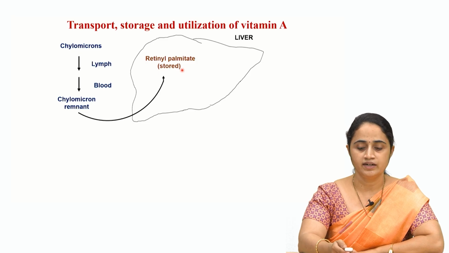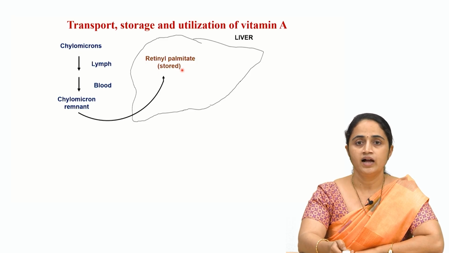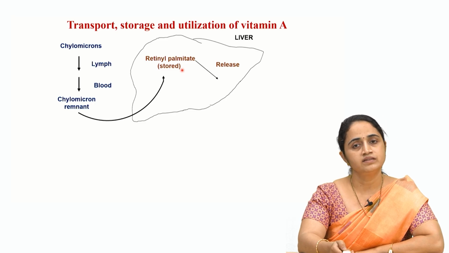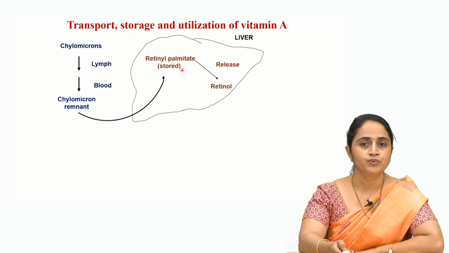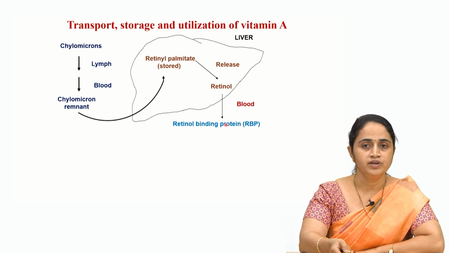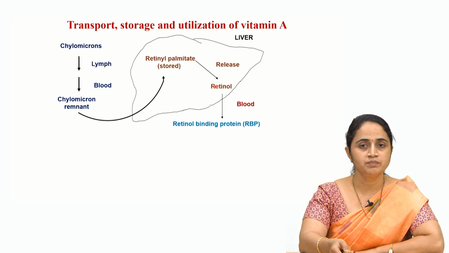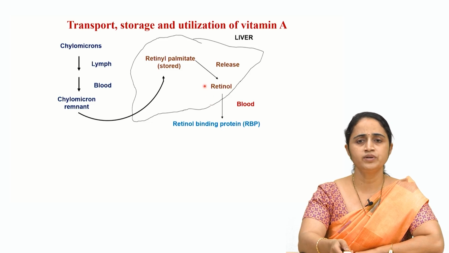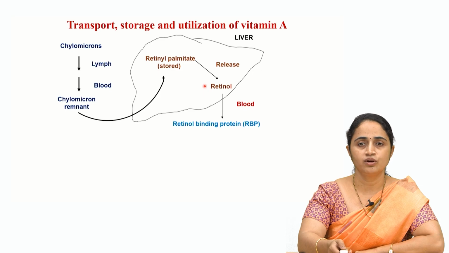Whenever it is required, retinyl palmitate or retinyl esters are converted into retinol by the release of fatty acids, and this retinol will be transported in the blood by binding to a protein called retinol binding protein. This is a protein that is synthesized by the liver, and it will carry the retinol. See, this is a fat soluble vitamin, so it requires a protein to be transported in the blood and to take it to the various tissues. Retinol binding protein carries the retinol released by the liver and transports it to the various parts.